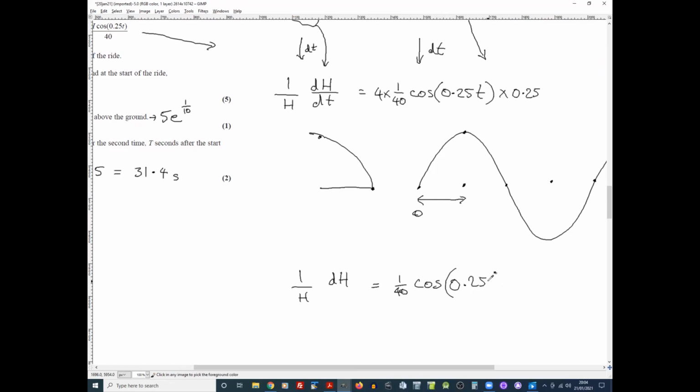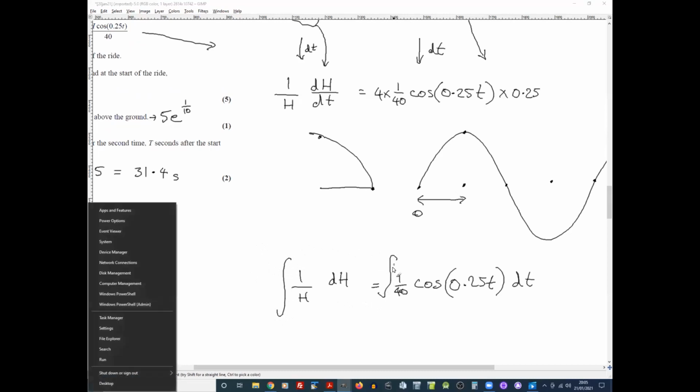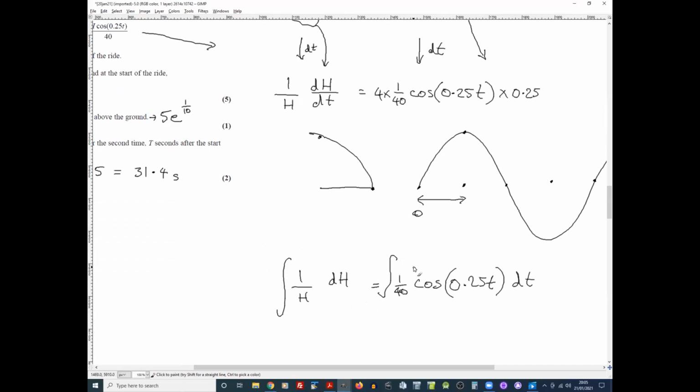Okay, which doesn't quite make sense yet, unless we put an integral sign there and here. Ah. Can I draw it? Yeah, like that. Now it says the integral of 1 over h with respect to h equals the integral of that with respect to t.